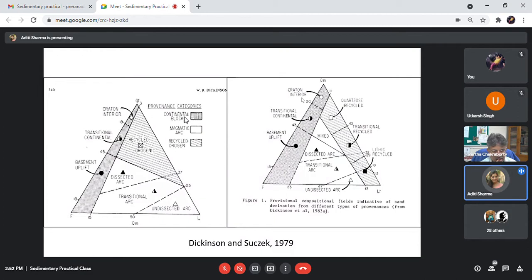Sir, what should they plot, the QTFL or the QMFL diagram? No, you first identify the QT. We'll do the QTFL diagram first, then we'll go to QM because that is a different field. First, do the QT.